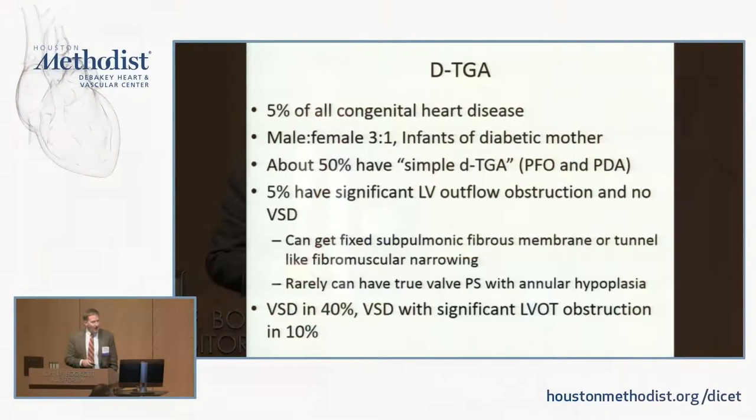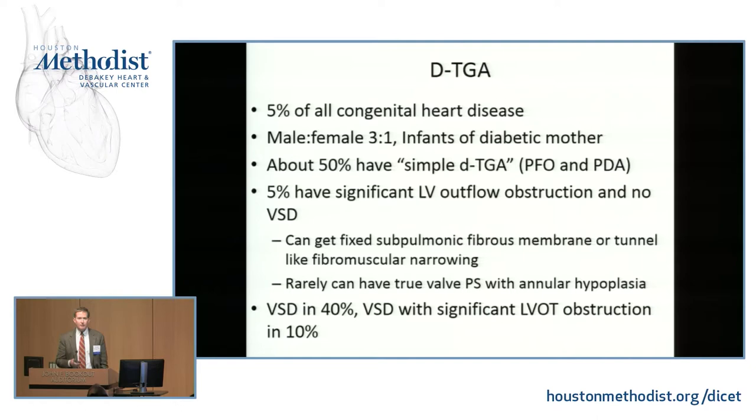About 5% of congenital heart disease, these tend to be boys, often infants of diabetics. So for the pediatricians out there, the test question is a 4.5 kilo male baby with SATs of 70%. About half of them don't have any associated congenital heart disease. So yes, they'll have a PFO when they're born. Yes, they'll have a ductus arteriosus, but there's nothing else associated. So those kids often don't have a heart murmur. So this will be the big blue baby boy with no murmur.